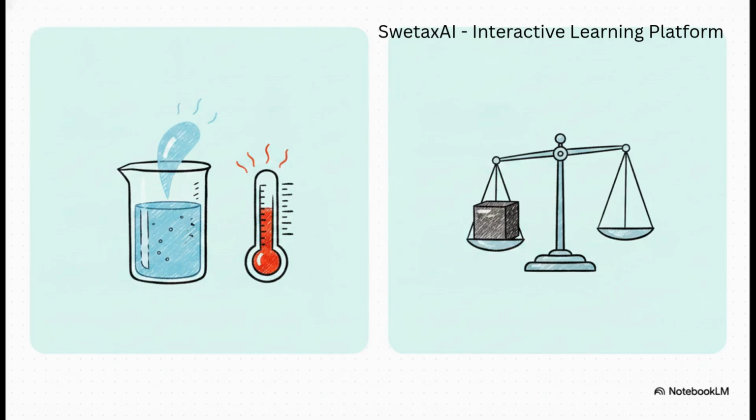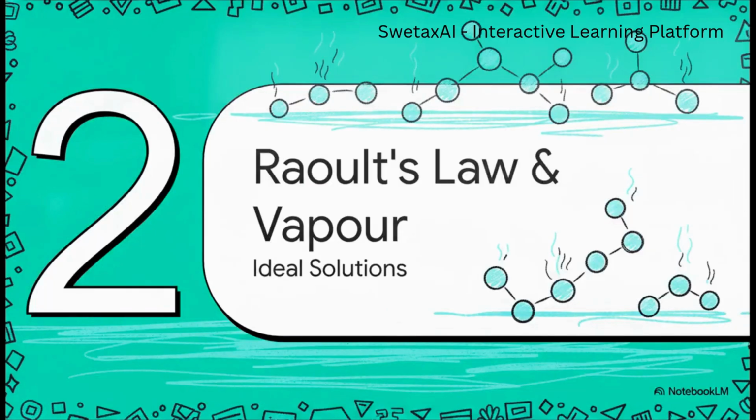By measuring based on the mass of the solvent, specifically 1 kilogram, those temperature fluctuations become totally irrelevant. Because mass never changes, the math becomes basically bulletproof. Moving right along to Section 2, Raoult's Law and Vapor.